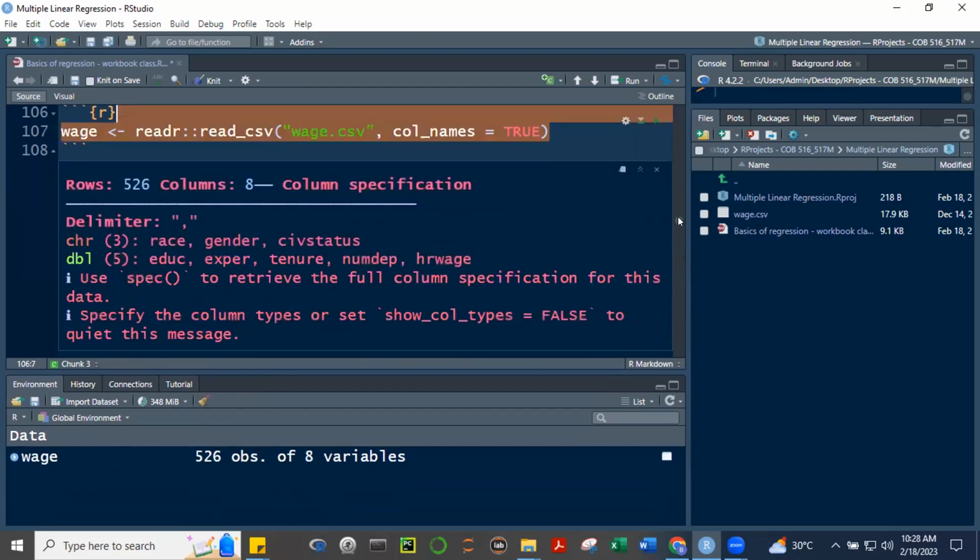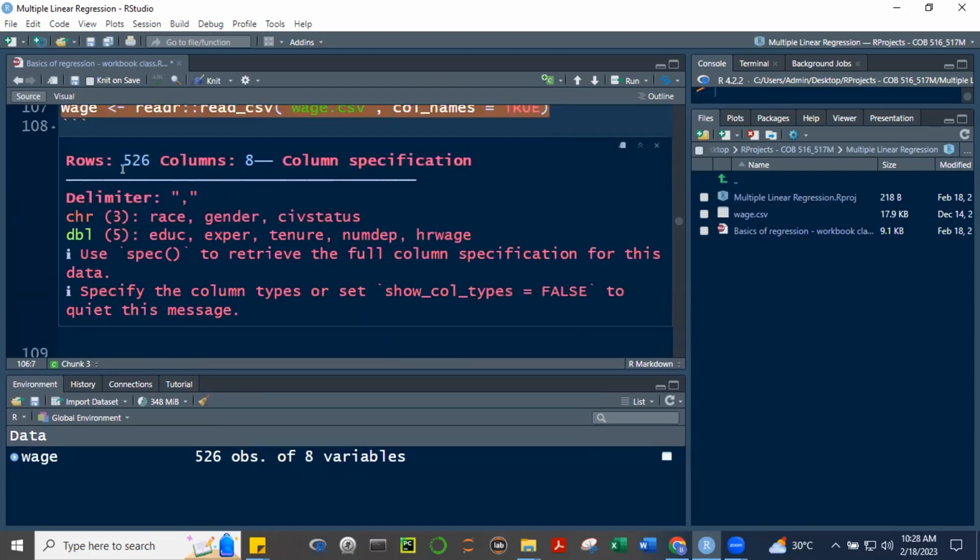So it gives us some description about our data. There are 526 rows and 8 columns. Ang delimiter natin, comma, CSV kasi, comma separated values. There are 3 variables that are character: race, gender, civil status. There are 5 variables that are double, di ba? Numeric siya: education, experience, tenure, number of dependents, and hourly wage. All right, so let's not mind the others.